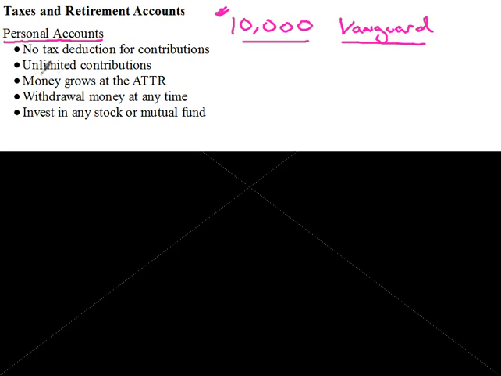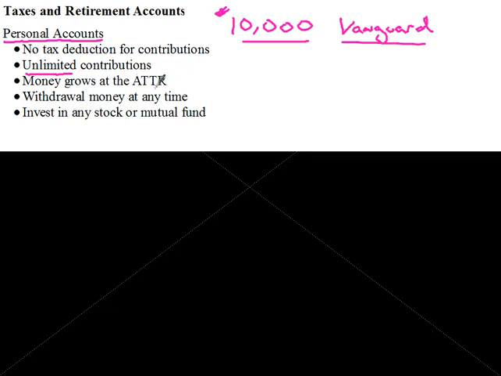Number two, unlimited contributions. You can put as much money into this account as you want to. You could put in 3,000, you could put in 3 million. It's completely up to you. And again, you would say, well, of course, why wouldn't it be up to me? And it is up to you. You can put as much in as you want.